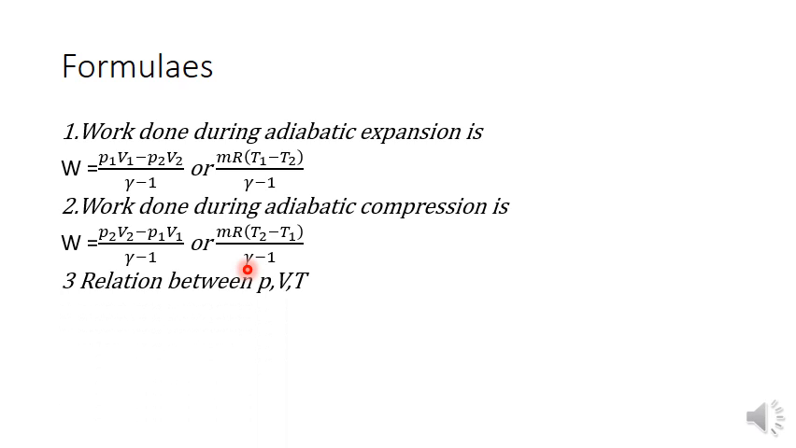Next, the relation between P, V and T in the adiabatic process. Given the equation PV^gamma equal to constant, if the system moves from state 1 to state 2, between the two end states we write the relation as P1 V1^gamma is equal to P2 V2^gamma.